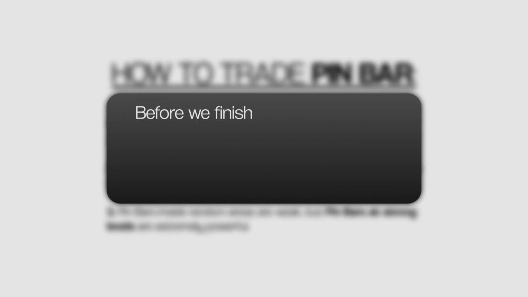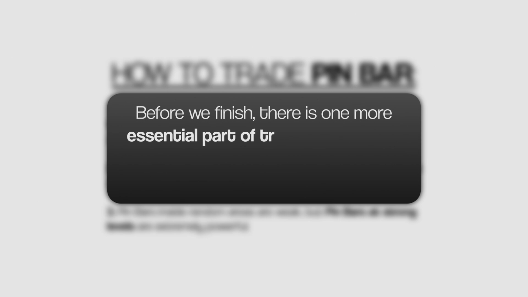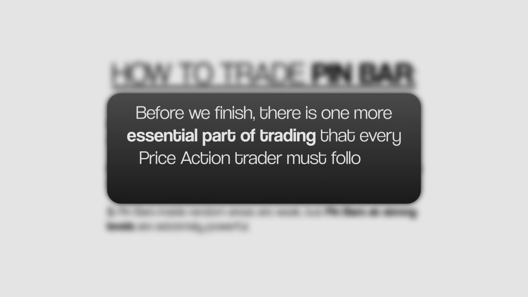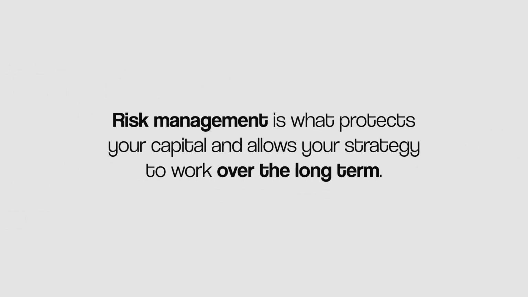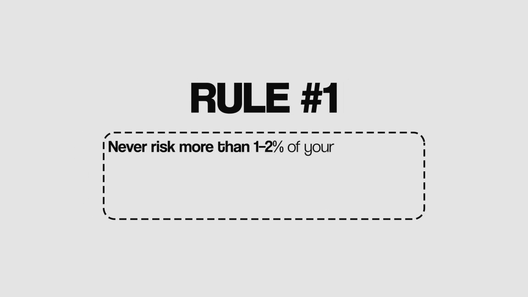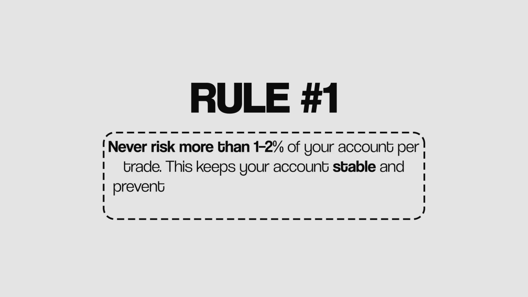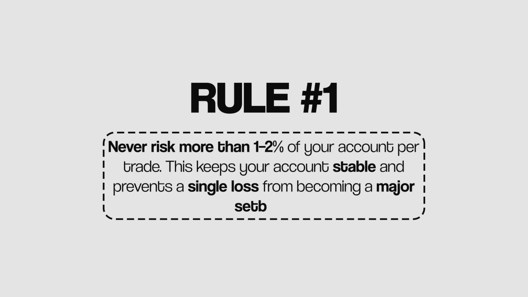Before we finish, there is one more essential part of trading that every price action trader must follow: basic risk management. Risk management is what protects your capital and allows your strategy to work over the long term. The first rule is simple: never risk more than 1 to 2% of your account per trade. This keeps your account stable and prevents a single loss from becoming a major setback.